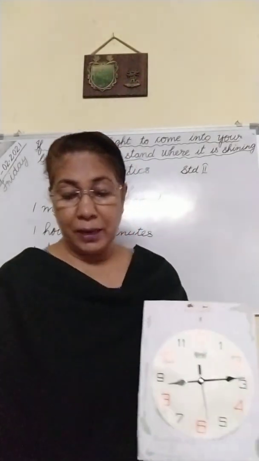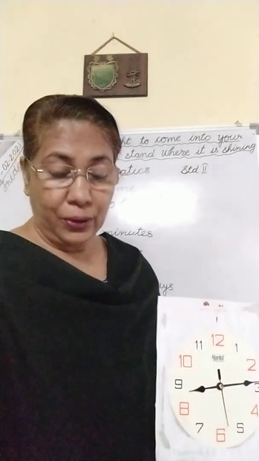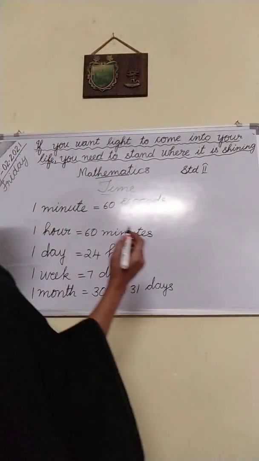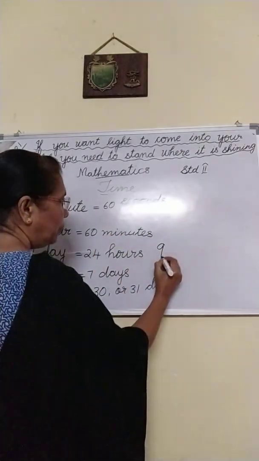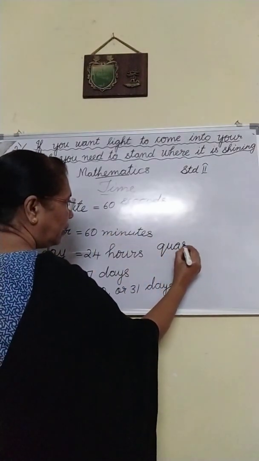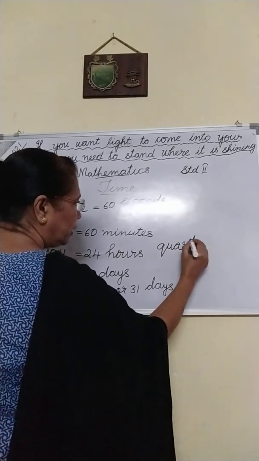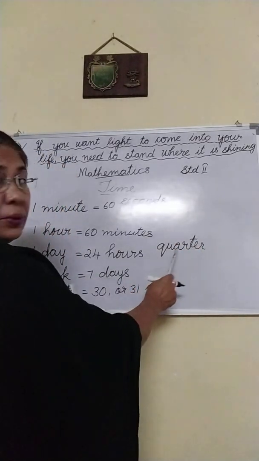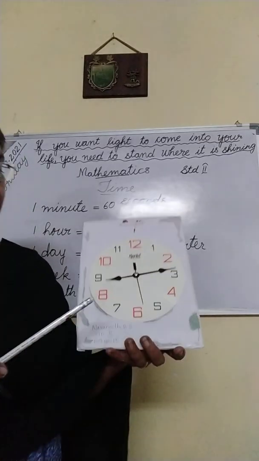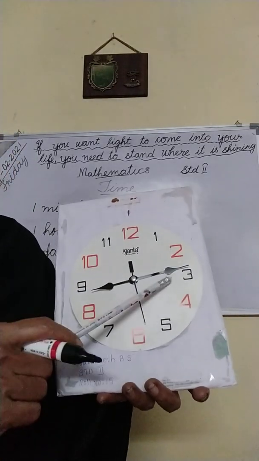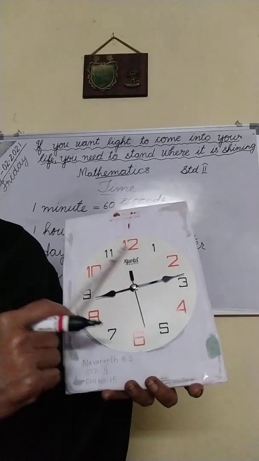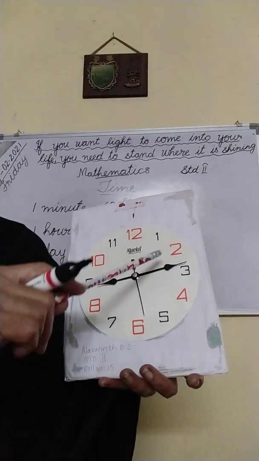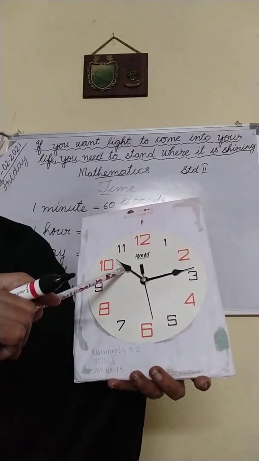Quarter. How do you spell quarter? Q-U-A-R-T-E-R. Yes, quarter. Q-U-A-R-T-E-R is quarter. Now the time is quarter past 9. That means quarter hour is passed after 9 o'clock. Quarter past 9.